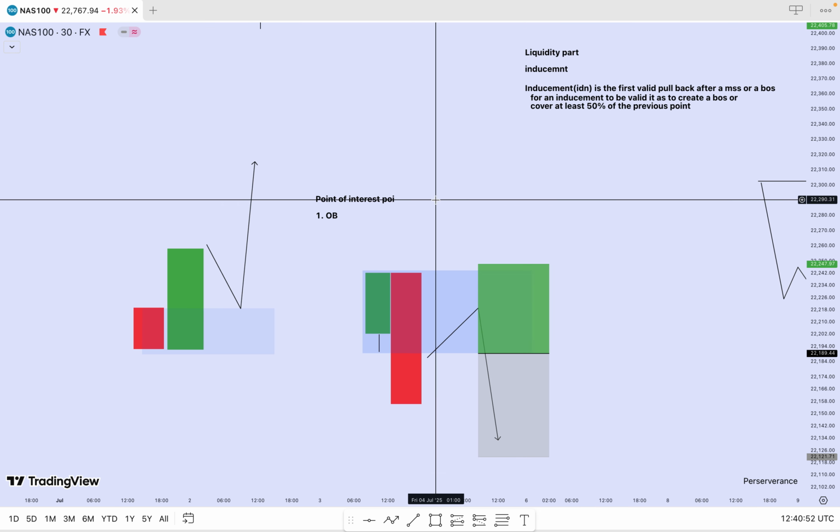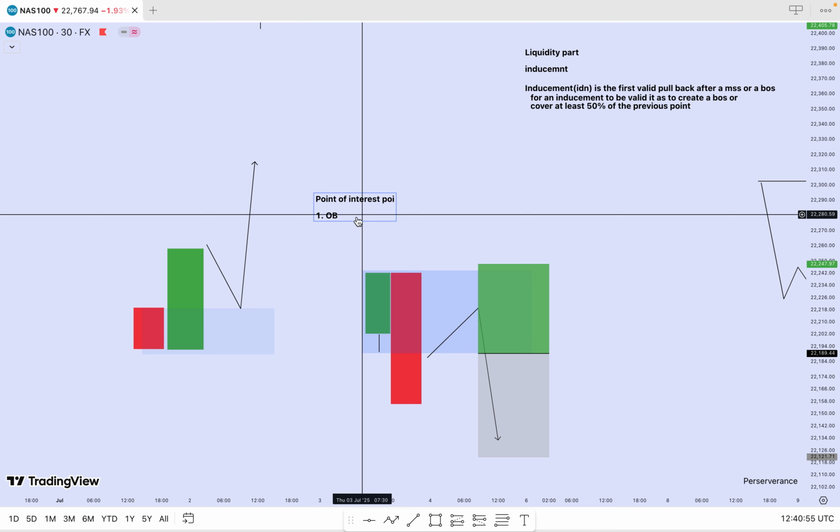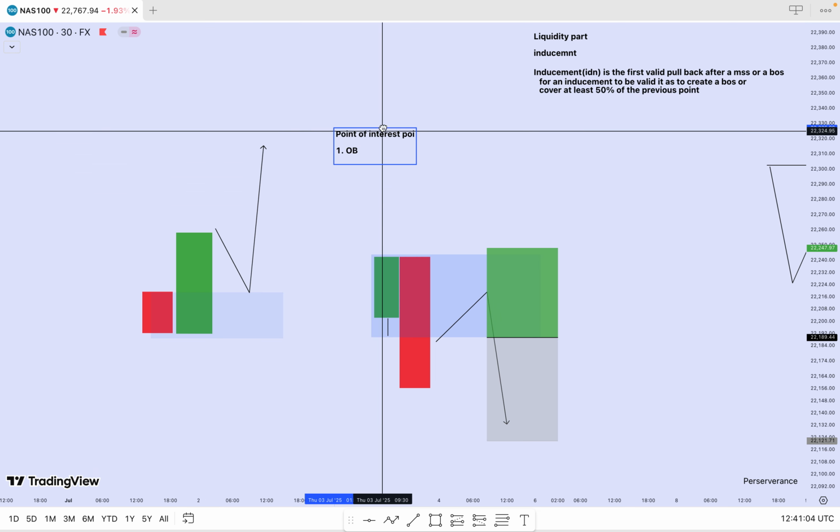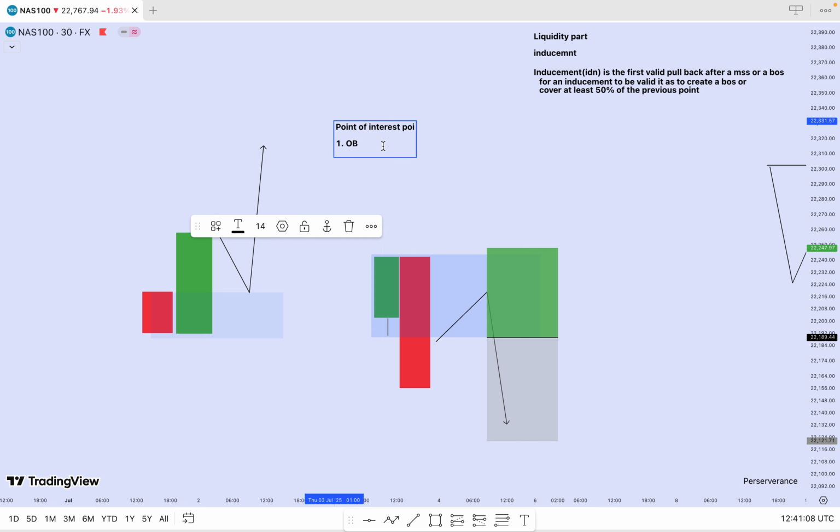Now the second part of the point of interest is the breaker block. I said for point of interest, I look out for two things: we have the order block and we have the breaker block. Now, a breaker block is basically a failed order block. I'm going to show you in the chart, but before that, let me give you an example of an order block.